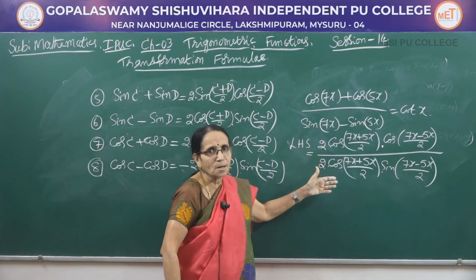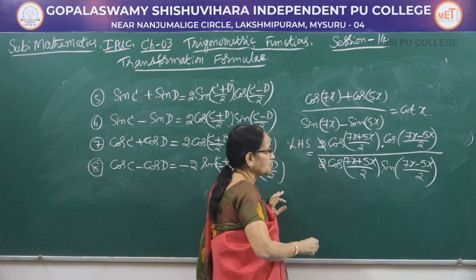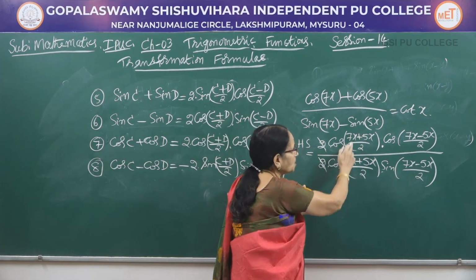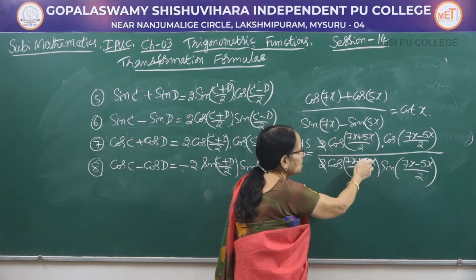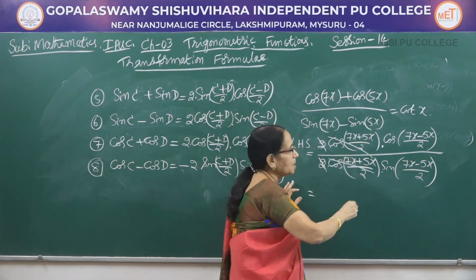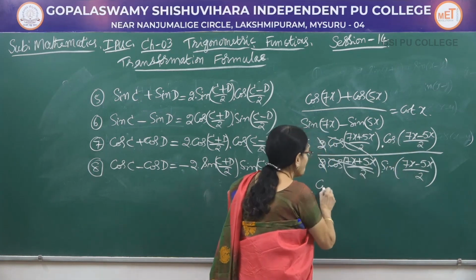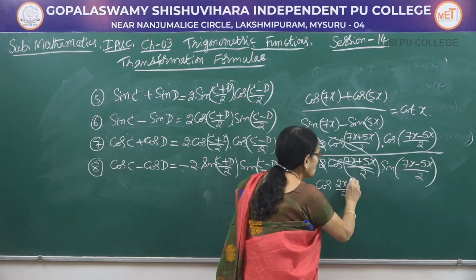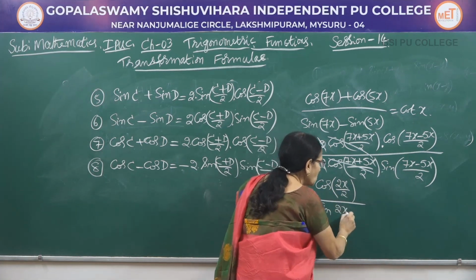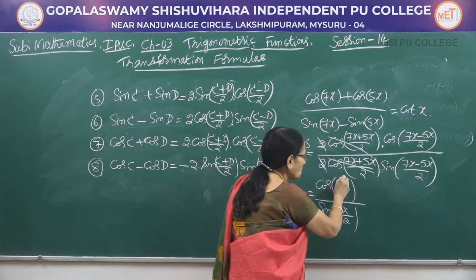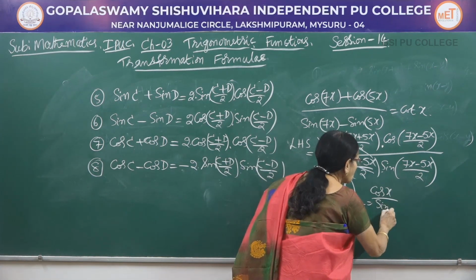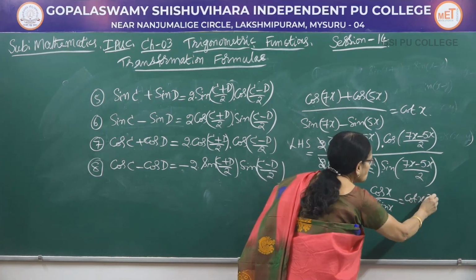Now wherever you can do the cancellation, you can do. The 2 can be cancelled, and you observe there is no need to simplify this one, because we have the same function, same angle, (7x plus 5x) by 2, so directly you can cancel. Now simplify the remaining. 7x minus 5x is equal to 2x. So cos 2x divided by 2, same thing in the denominator, sin of 2x divided by 2. Now you can cancel 2 here. What is remaining is cos x by sin x, that is equal to cot x, and this is what we wanted on the right hand side.